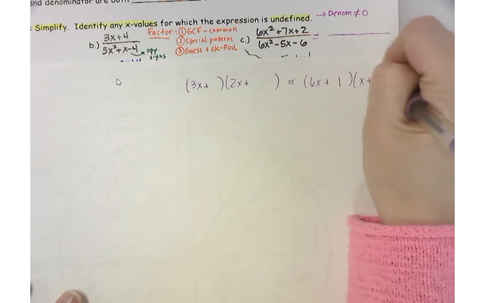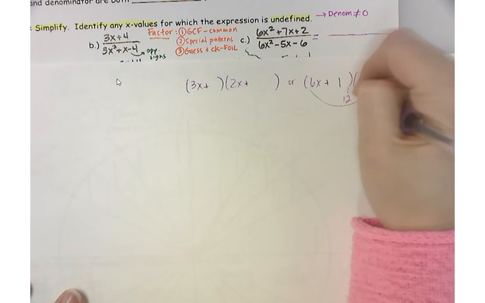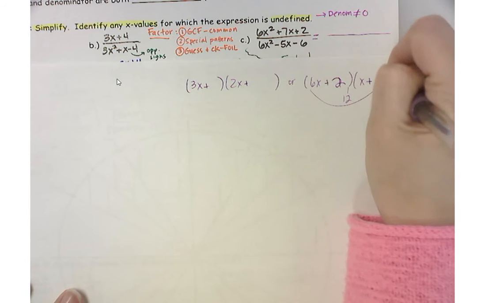All right, so then I can try 2 and 1 here. 2 times 2x is 4x. 3x times 1. Yay, that's what I want, right? Yep.